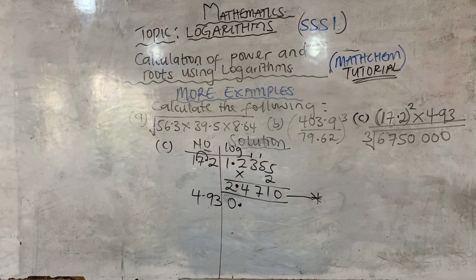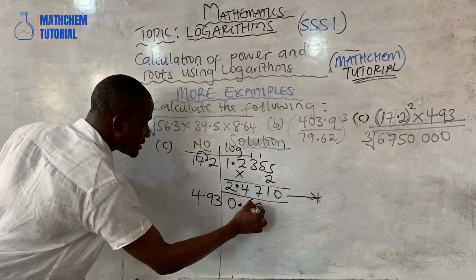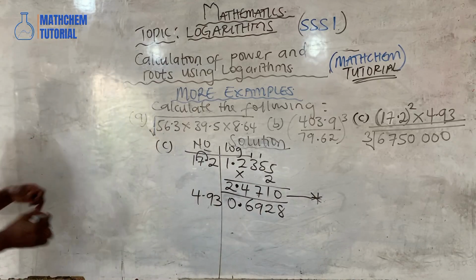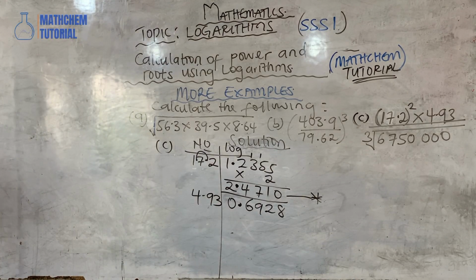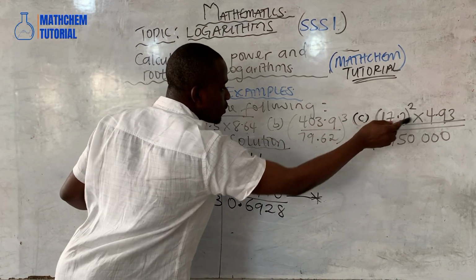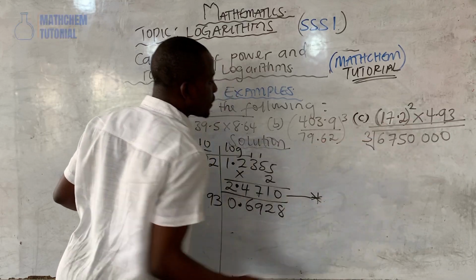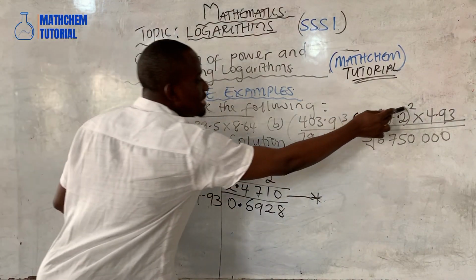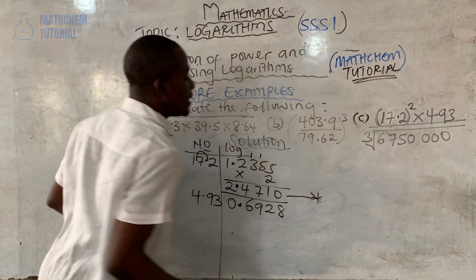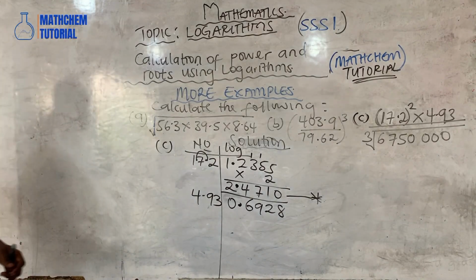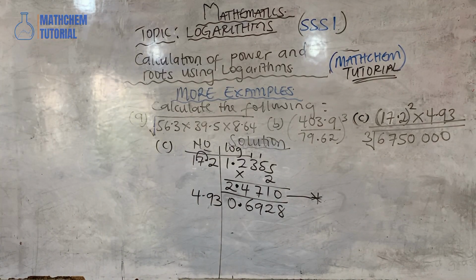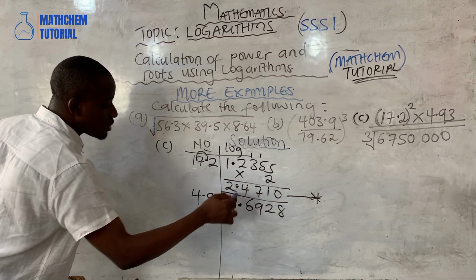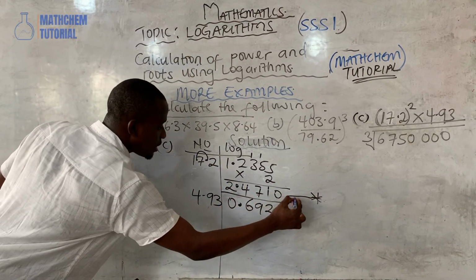49 under 3 is 6928. I will come here and write 6928. So after writing 6928, you will observe that multiplication times connected this value and this value together. And remember, I told you whenever times connects numbers together in log, we use plus. So I will sum up this value together with this value. So let me add them up together.